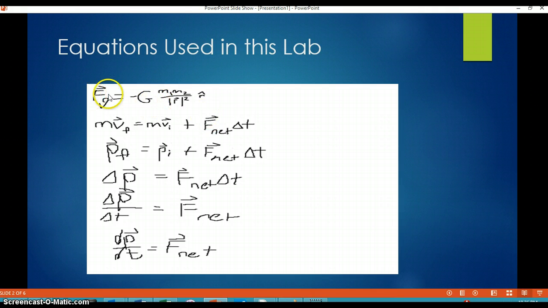The first one is the gravitational force equation, which is equal to negative G times mass 1 times mass 2 divided by the distance between mass 1 and mass 2 squared, times the direction vector. The next equation is the momentum principle, which is mass times final velocity equals mass times initial velocity plus F net times delta t. And if you derive all this, you get dp divided by dt equals F net.